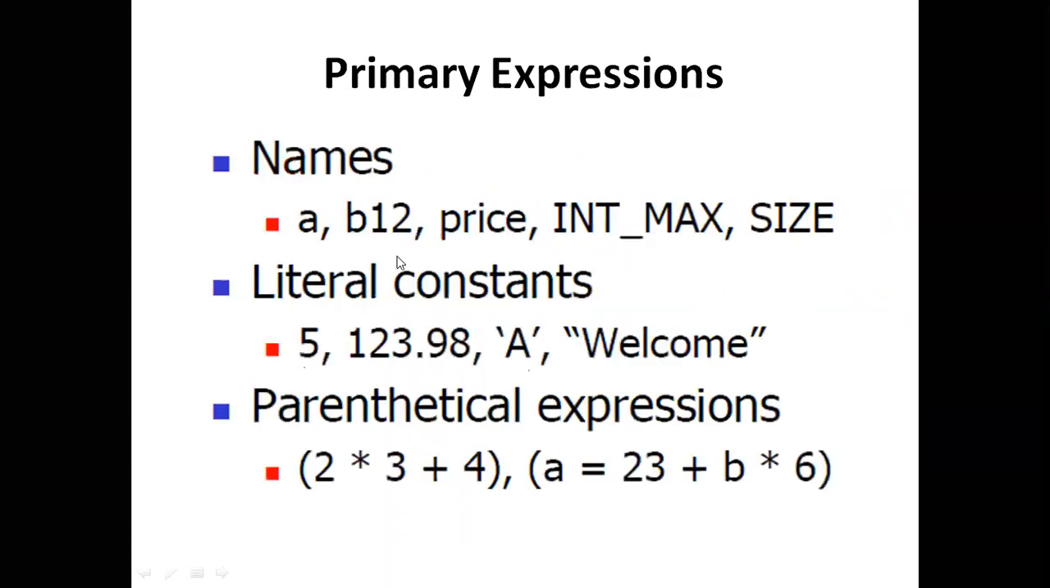Here, which type of things are we going to call a primary expression? A, B, 12. These are nothing but identifiers. Identifiers are nothing but the names of the variables. And here I have declared int A. A is an integer variable, and this one is a variable name. We call it an identifier.